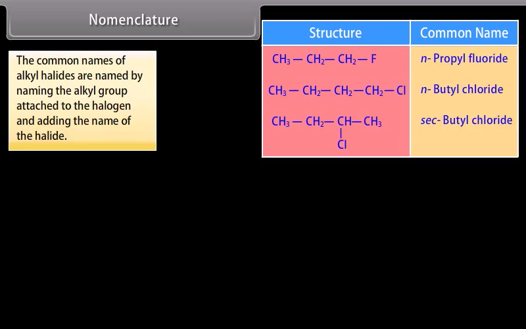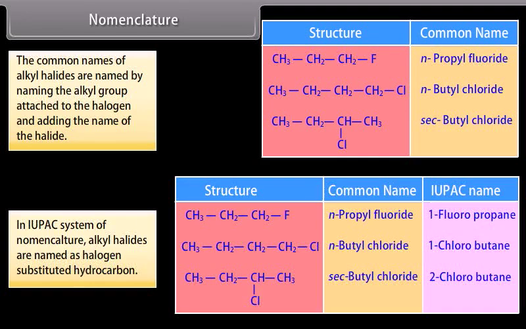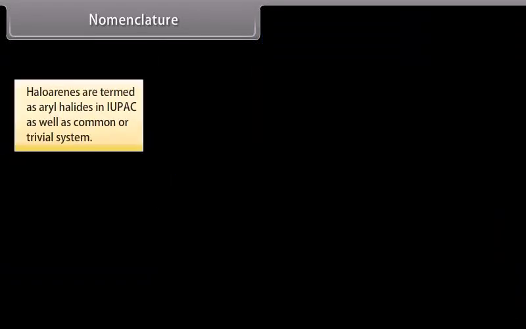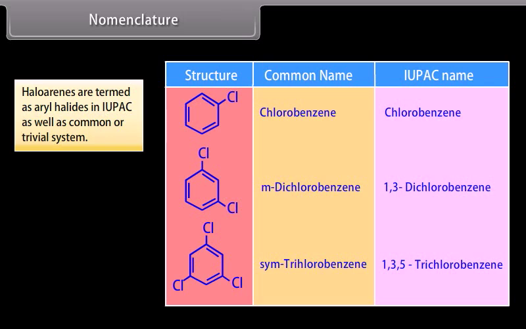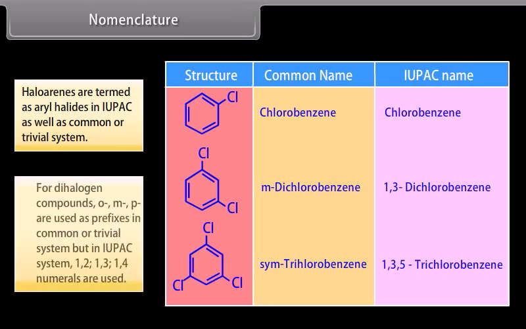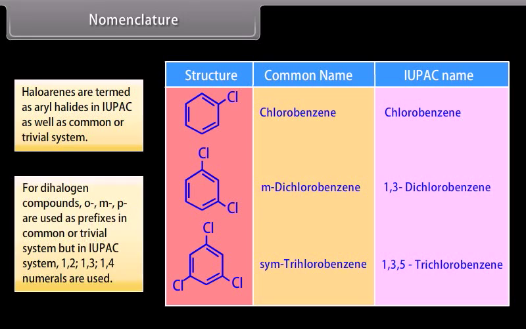Nomenclature. The common names of alkyl halides are named by naming the alkyl group attached to the halogen and adding the name of the halide. In our IUPAC system of nomenclature, alkyl halides are named as halogen-substituted hydrocarbons. Haloarenes are termed as aryl halides in IUPAC as well as common or trivial system. For dihalogen compounds, ortho, meta, para are used as prefixes in common or trivial system, but in IUPAC system, 1,2, 1,3 and 1,4 numerals are used.